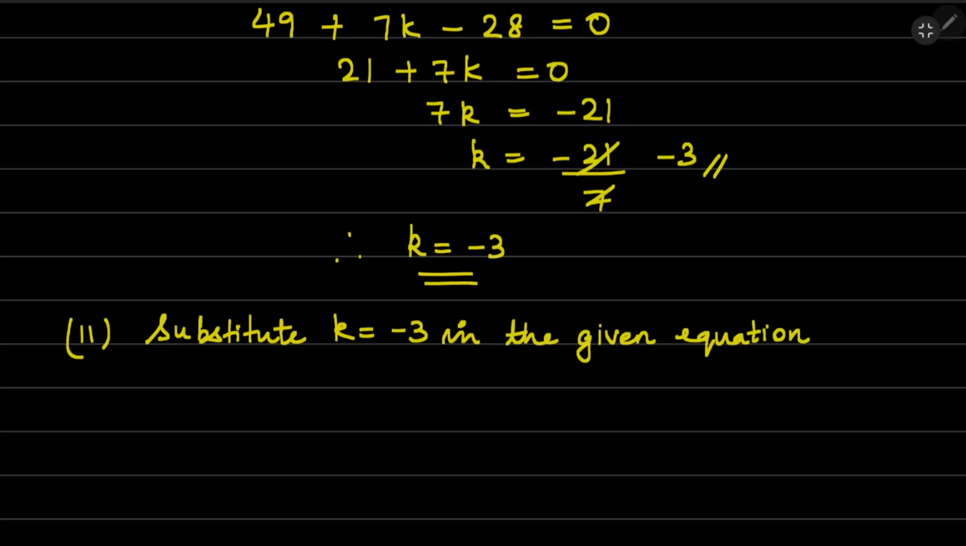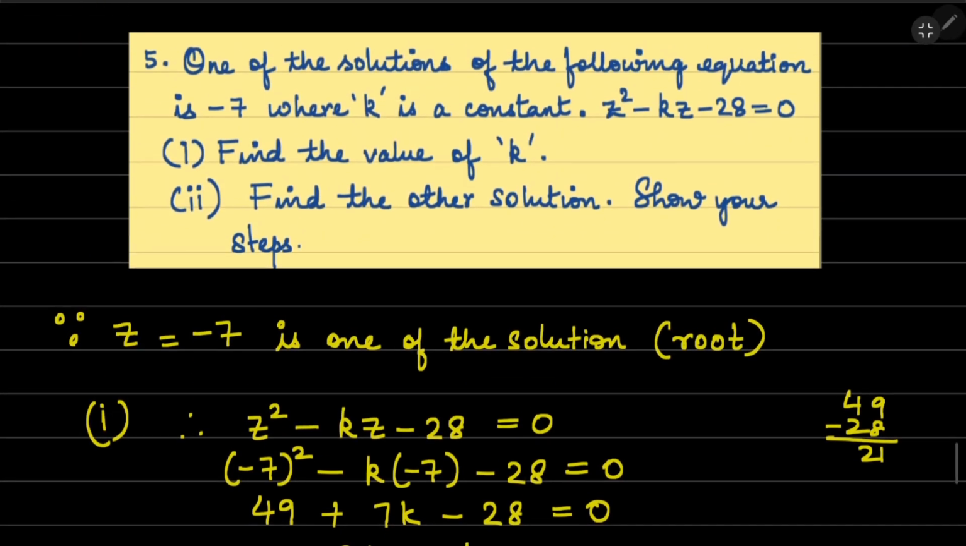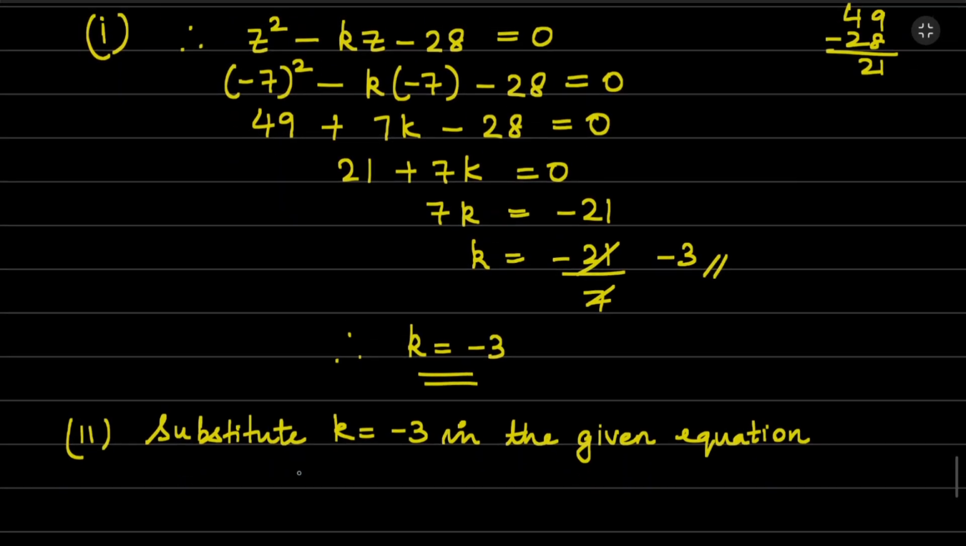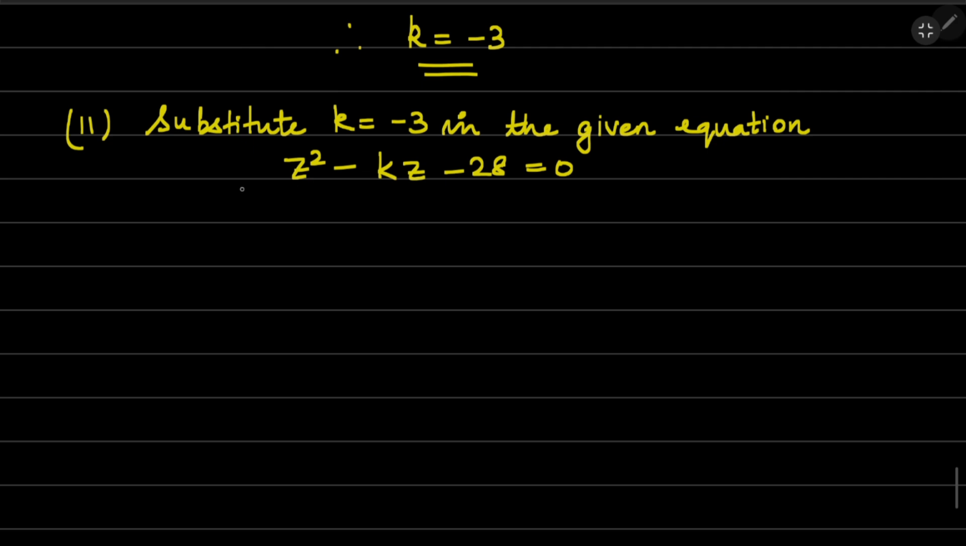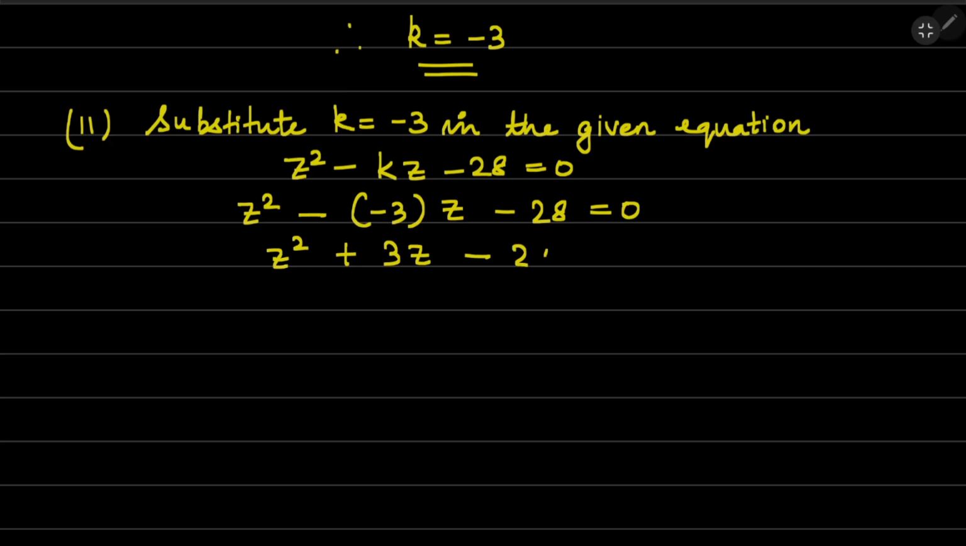So when you substitute k equal to minus 3 in the given equation, what is your given equation? z square minus kz minus 28 equal to 0, right? Let us substitute. So z square minus, in place of k it's minus 3, z minus 28 equal to 0. So z square plus 3z minus 28 equal to 0 is the quadratic equation. So now again, sum and product. What is the sum? It is plus 3. Product, minus 28.